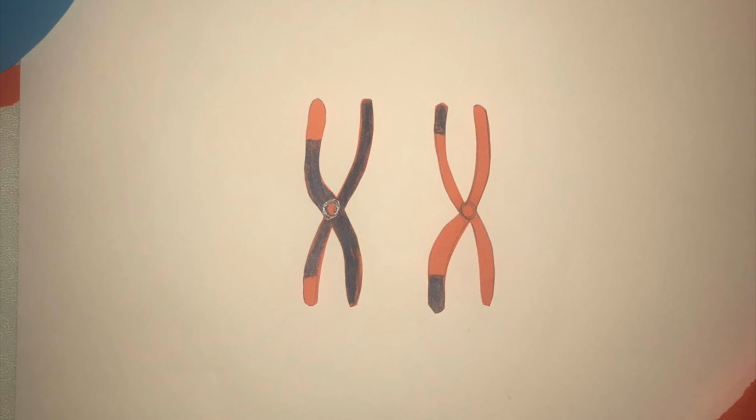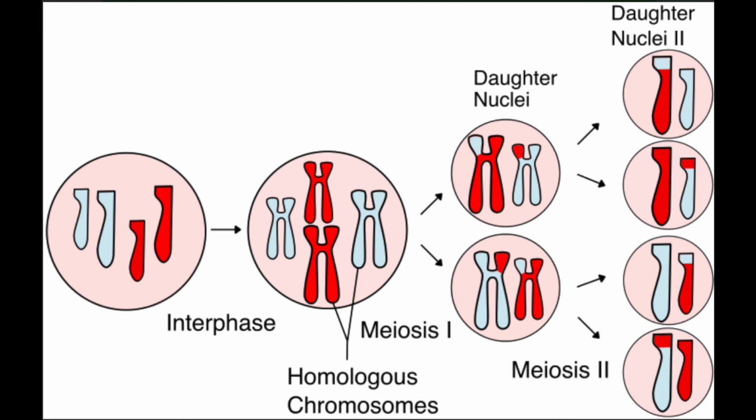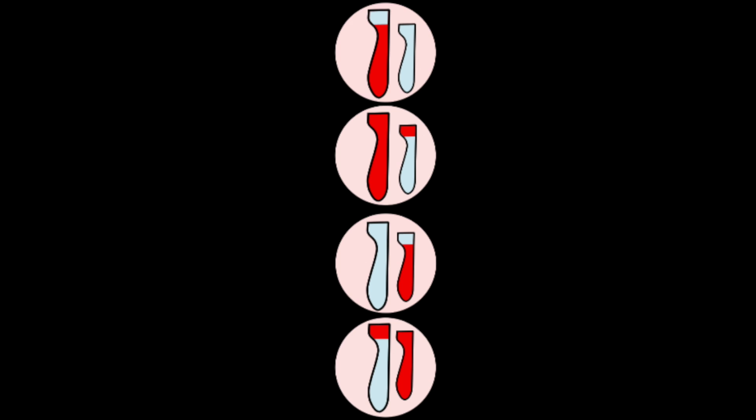The crossing over creates new combinations of alleles that were not present in either of the original chromosomes. After the crossing over has taken place, the tetrads complete the process of condensation and begin the metaphase I. This is the reason for the genetic diversity among the gametes produced by the parents.